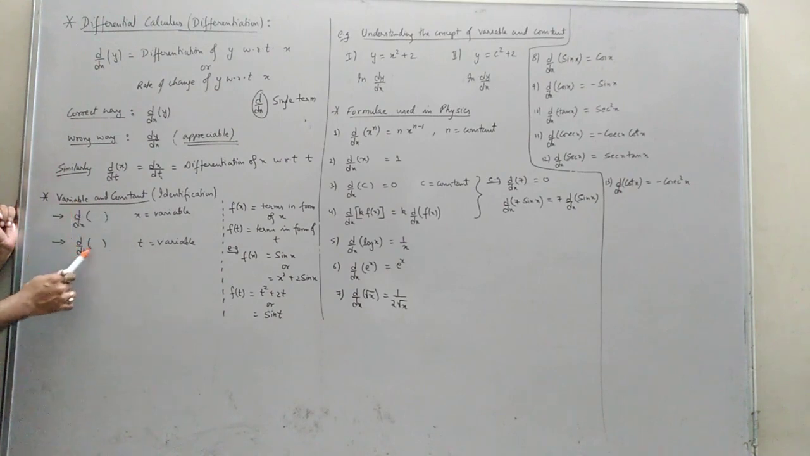Similarly, if I write d/dt of something, so we are differentiating with respect to t here. That means whatever we have in this, the t is a variable. Rest, if you see any other term, that is a constant. Now this is very easy. You find it very easy, right? But it's not that easy.